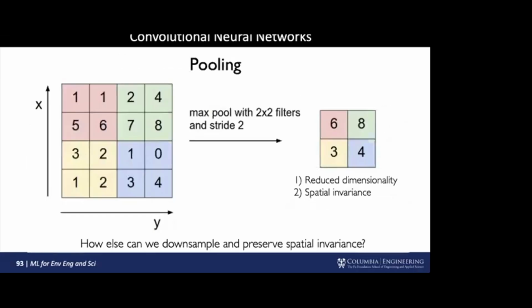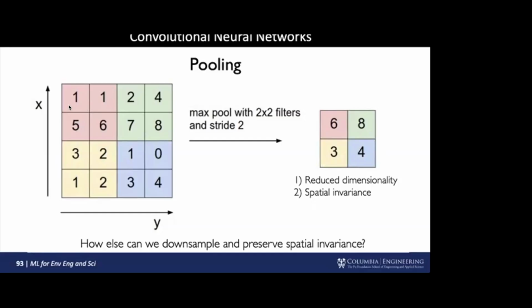Okay, now after convolution and ReLU, we often apply pooling. Pooling is a downsampling operation. In this example, we use max pooling with a 2x2 window and a stride of 2. Max pooling means, for example, in this 2x2 patch of the matrix, we just find the max one. That is called max pooling.